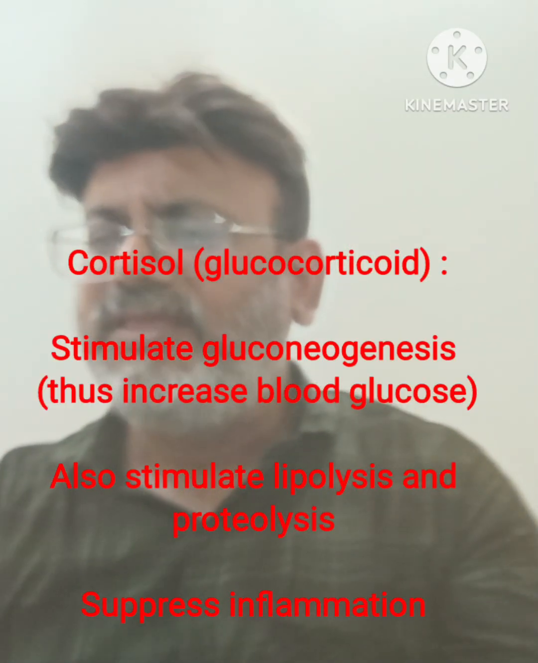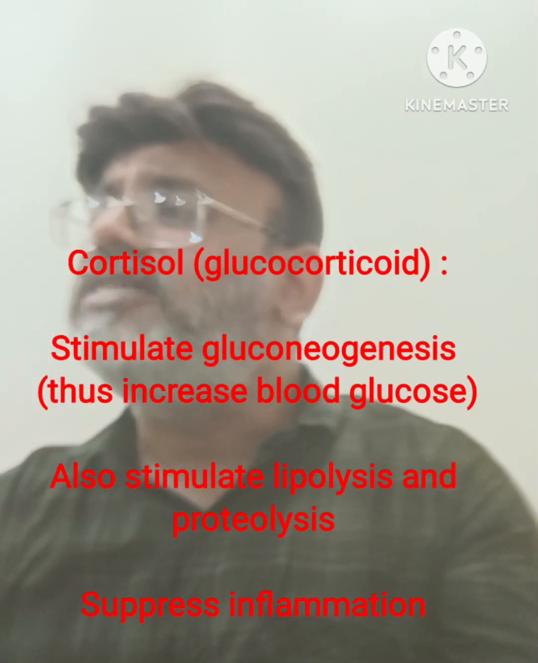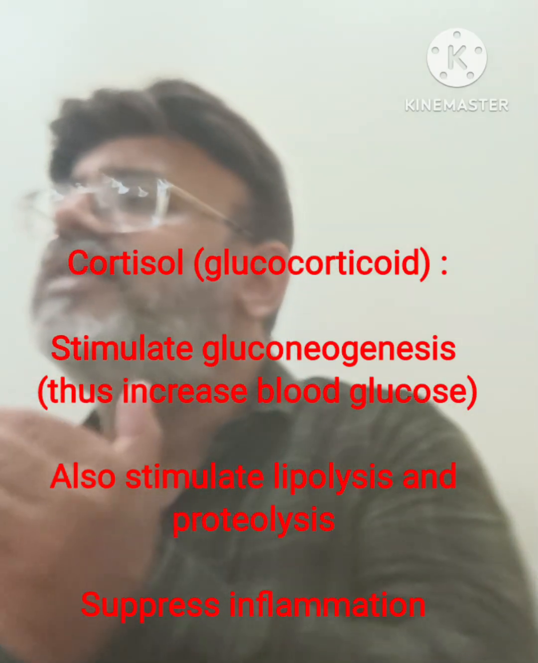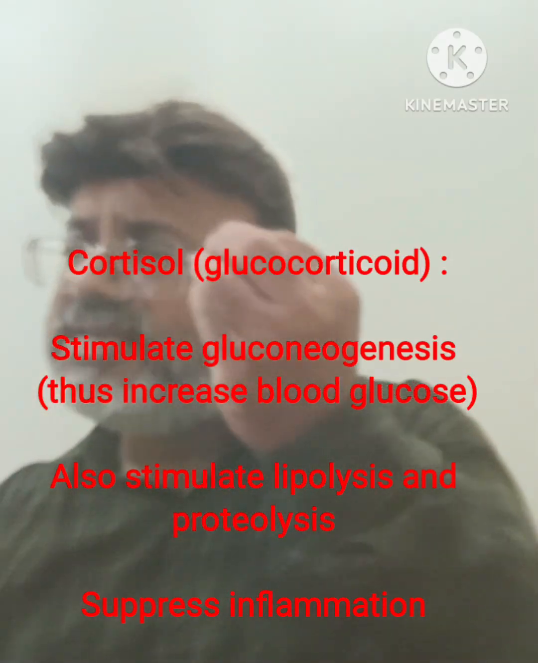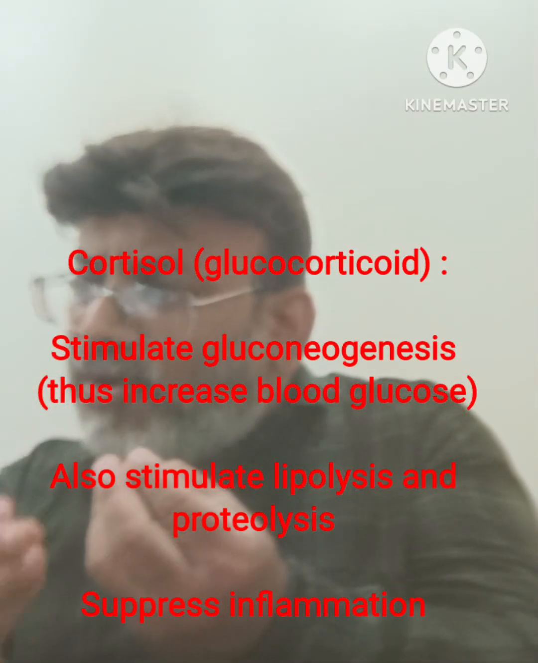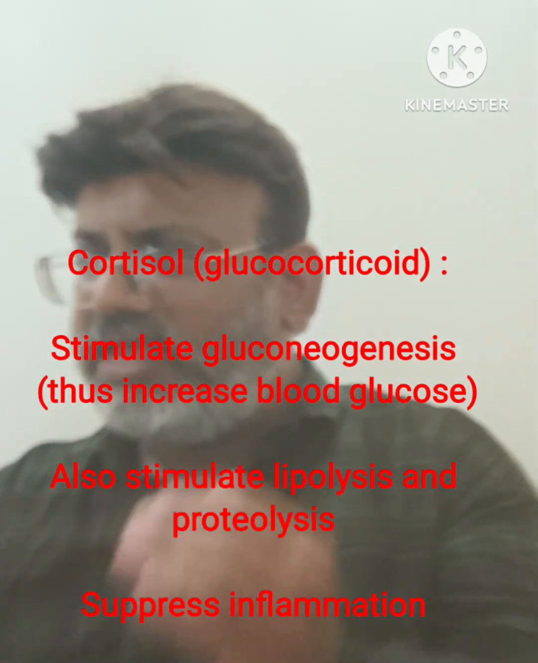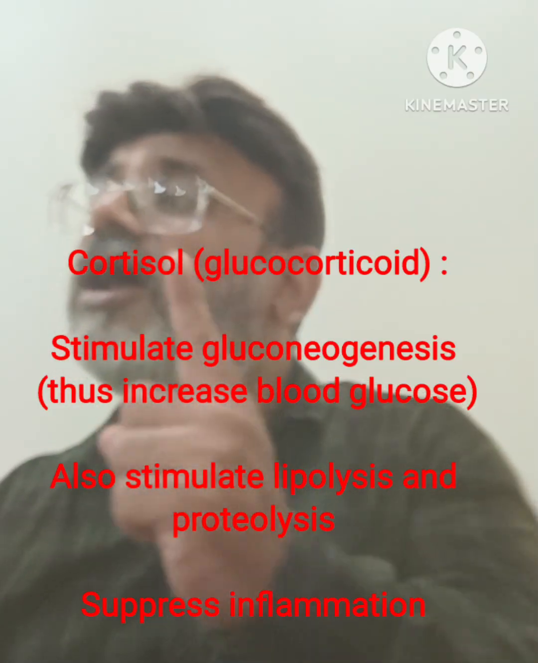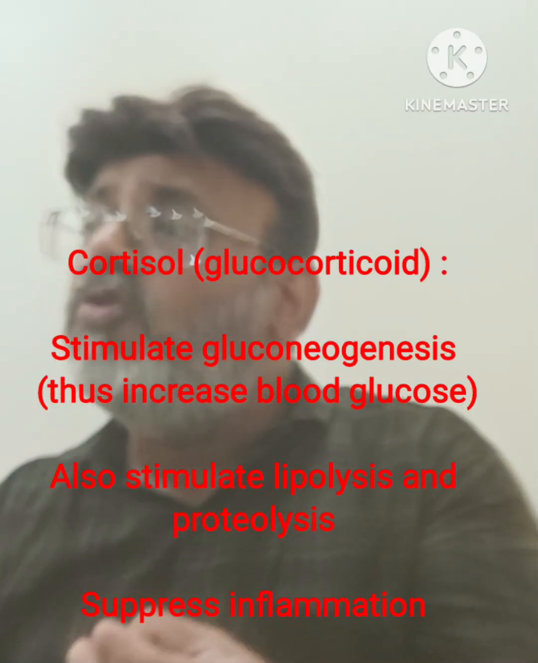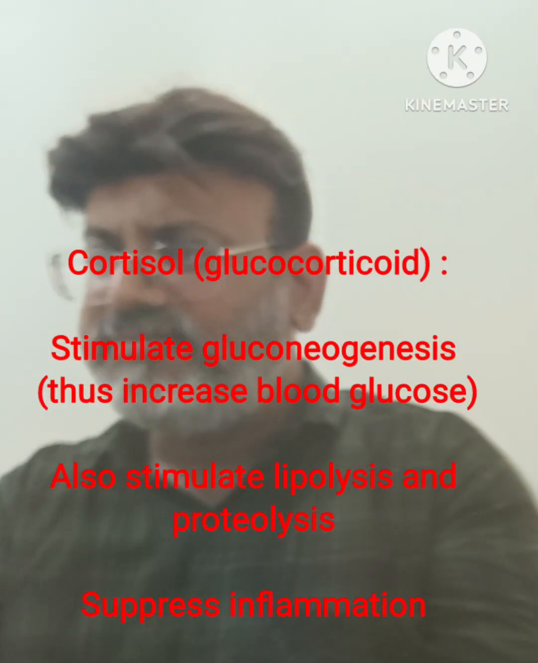Now, we'll discuss the function of glucocorticoid. The main glucocorticoid in the human body is cortisol. Glucocorticoids stimulate gluconeogenesis. Now, what is gluconeogenesis? Gluconeogenesis is the process where glucose is produced from non-carbohydrate substances. So, in the process of gluconeogenesis, glucose is produced from non-carbohydrate substances, and as glucose is produced, it will increase the level of glucose in blood.